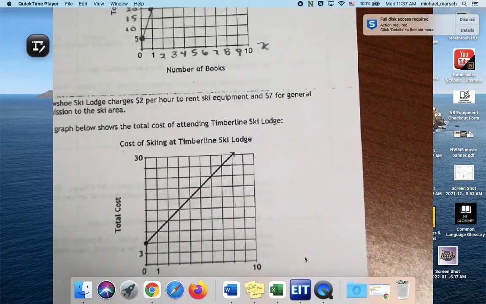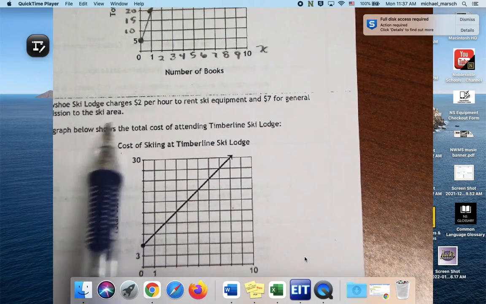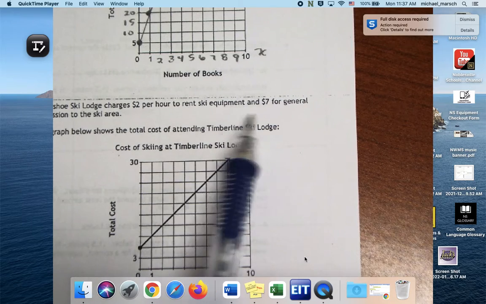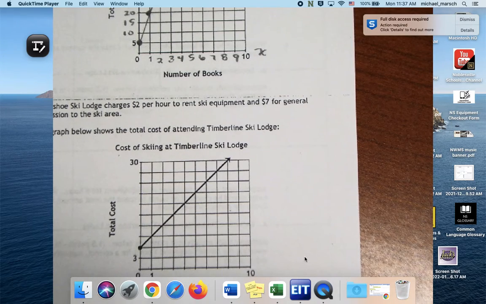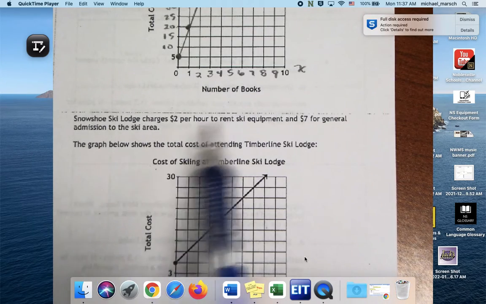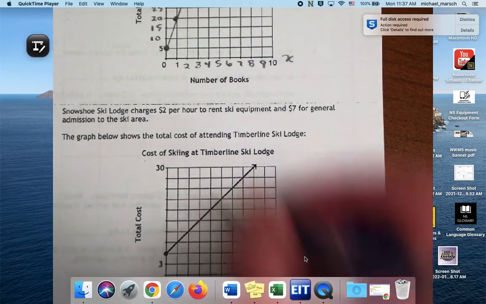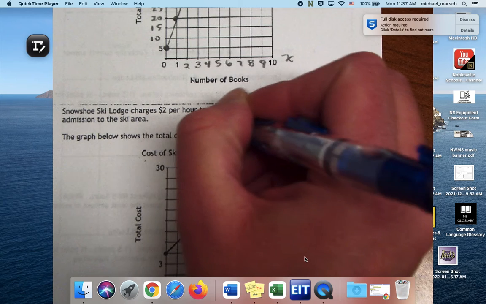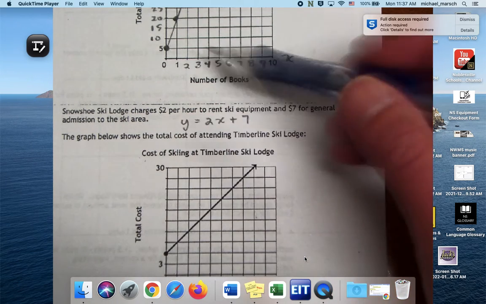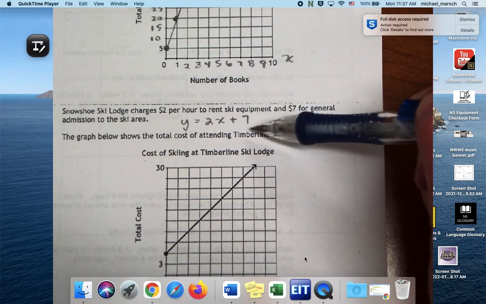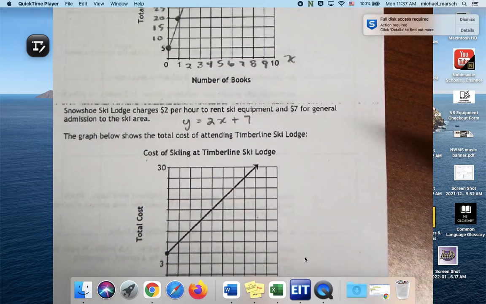Okay, now we're going to move on to Snowshoe Ski Lodge. Charges $2 per hour to rent ski equipment, $7 for general admission. What equation can I write for Snowshoe? 2x plus 7, because 2 is the repeating fee. 7 is my one-time fee.